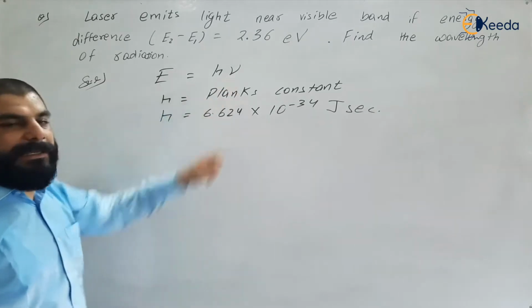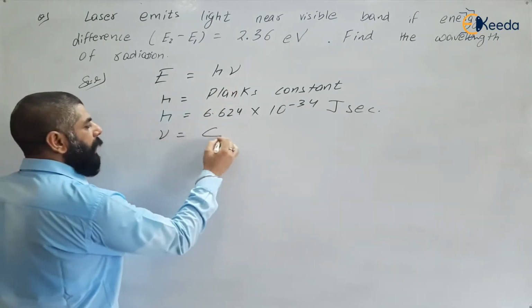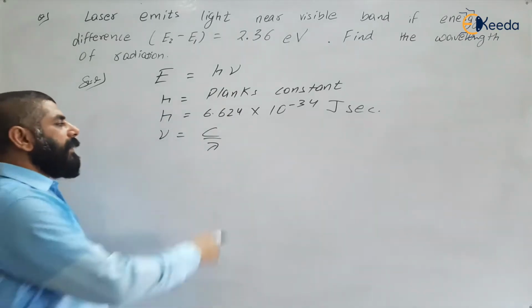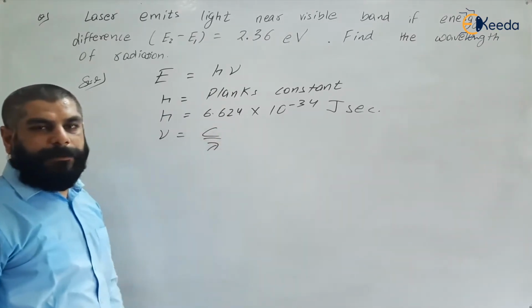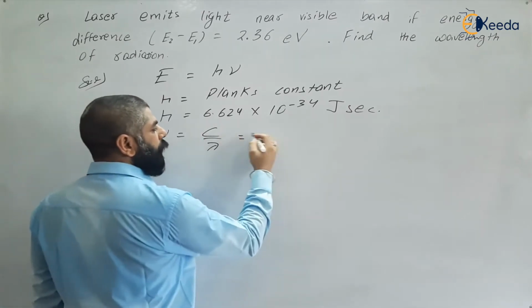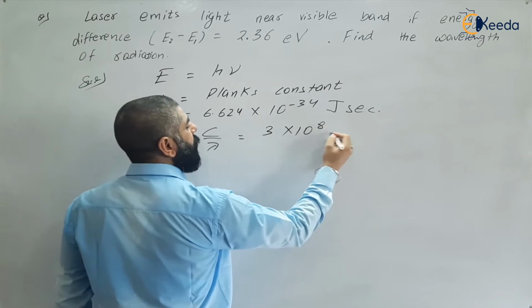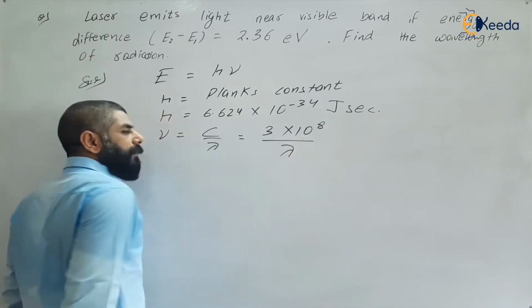Mu is the frequency, which is given by c by lambda, where c is the speed of light in air, 3 into 10 raised to power 8. So mu equal to c by lambda. C is the speed of light, which is equal to 3 into 10 raised to power 8 meter per second, divided by the wavelength of the light.